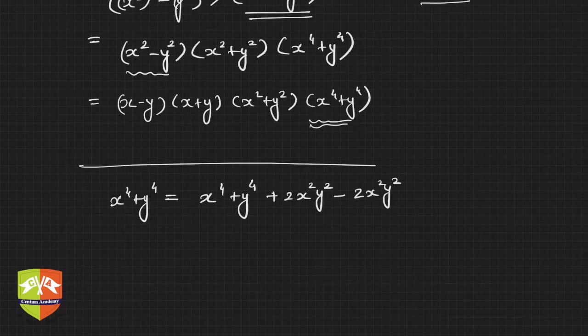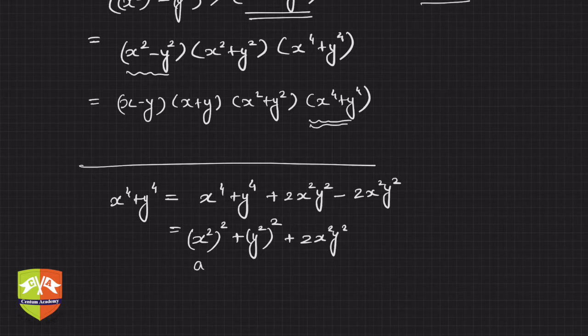Now, many of you would be asking, why do you need to do this? If you look closely, guys, this will be reduced to x squared squared plus y squared squared plus 2x squared y squared. You would have noticed by now, this looks like a square plus b square plus 2ab, right? Precisely for that reason, I added 2x squared y squared. But since you are adding something to a given expression, to compensate for that addition, you have to subtract it as well. So I subtracted it as well.